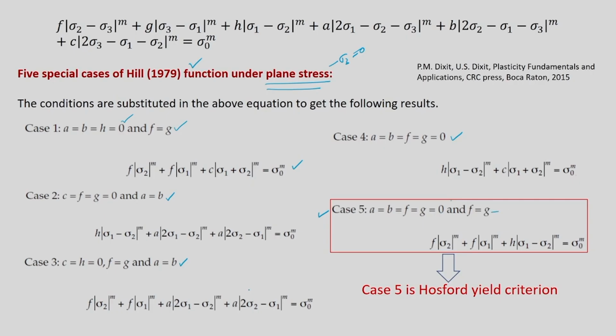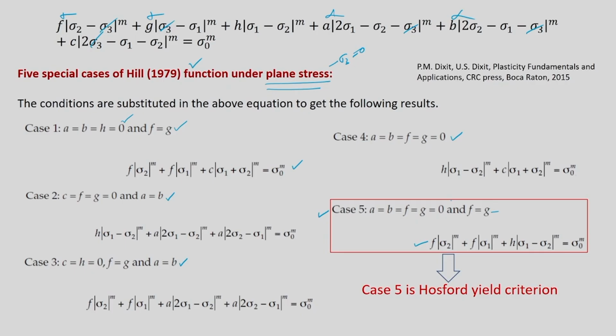If you put it in this equation, sigma 3 will anyway go off. A, B, H are 0. This term goes off, H goes off, A also fully goes, B also fully goes, and F equal to G. Then you will get this particular equation.